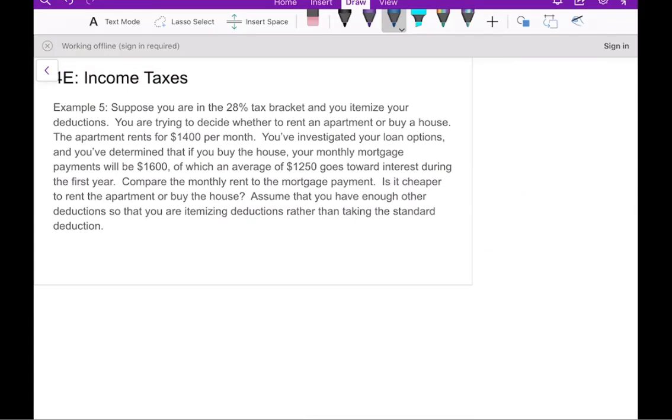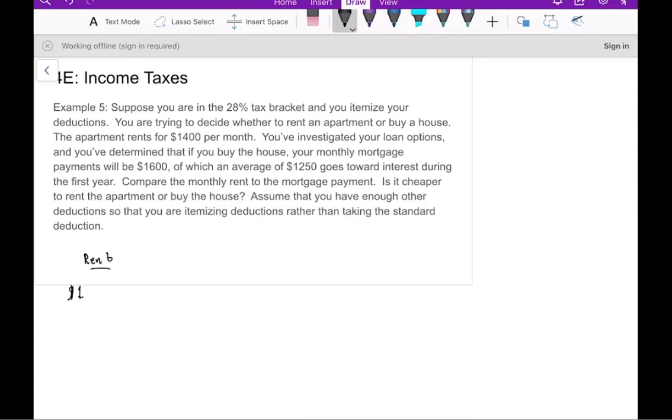Okay. Now, compare the monthly rent to the mortgage payment. Is it cheaper to rent the apartment or buy the house? And we'll assume that we have enough other deductions so that you're itemizing deductions rather than taking the standard deduction. So we have a lot of things to consider here. Let's first look at the rent option.